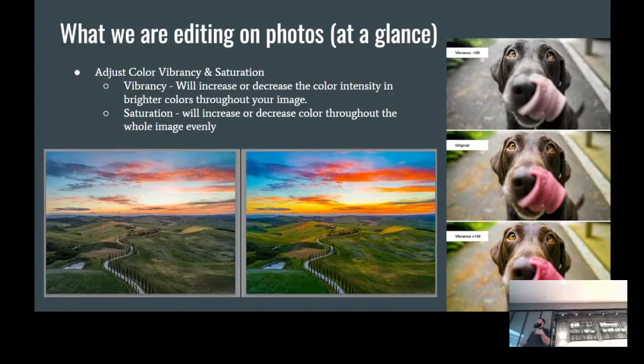Similar to exposure and contrast, we have vibrancy and saturation. Vibrancy plays with the brightest colors, and saturation plays with the whole image. So vibrancy will increase or decrease the color intensity in the brightest colors of the image. We can see that on the right-hand side with the dog licking its nose. From -100 to +100, with the original in the middle, you can really see the intensity of the color shift and drop and become more muted at -100. But at +100, it almost doesn't look real, and it looks too cartoonish in a way.